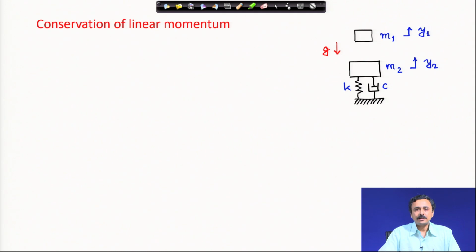Let us try to understand this with this example of a mass falling on top of a mass-spring-dashpot system in a uniform gravitational field. The mass m1 has been dropped from some height. I am measuring the coordinates all positive upwards, y1 for m1 and y2 for m2. Let us write down the equations of motion.